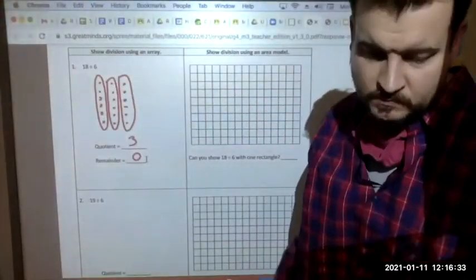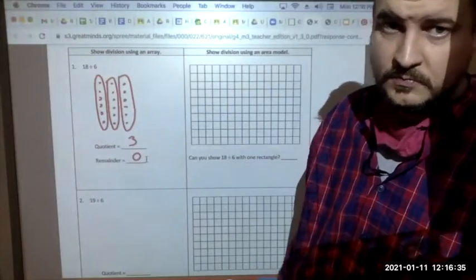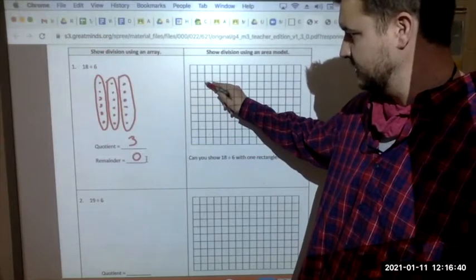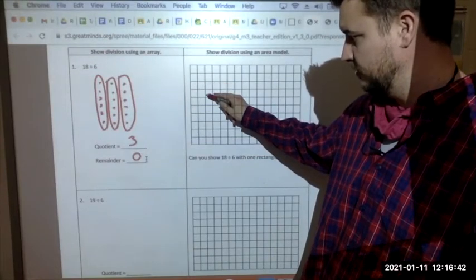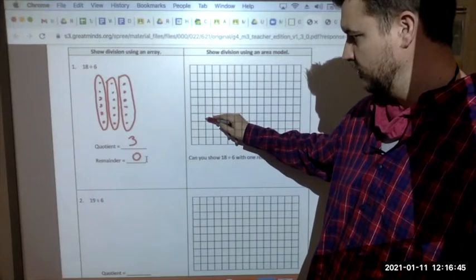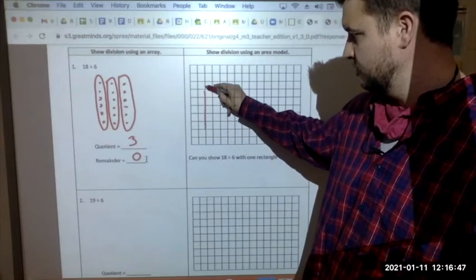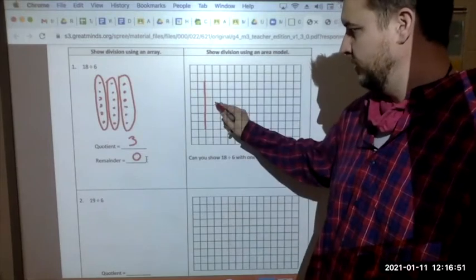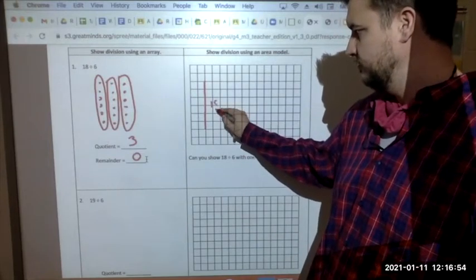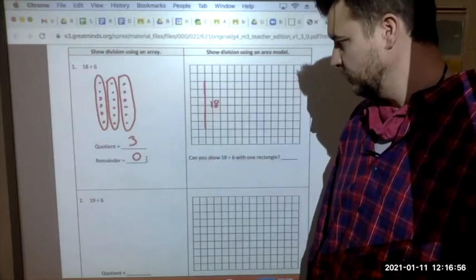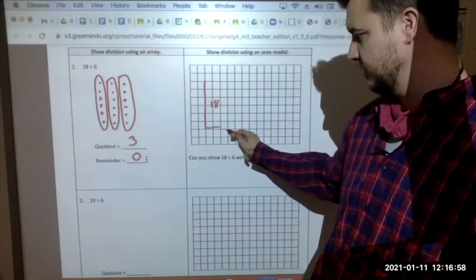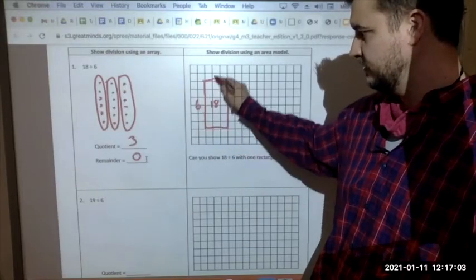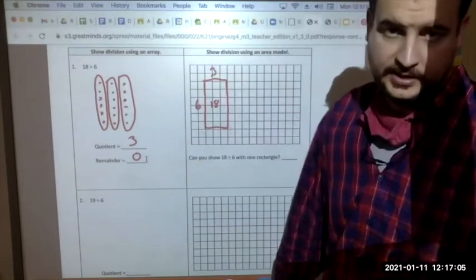All right, so now let's talk about how I model that. I'm going to make a rectangle with 6 units. 1, 2, 3, 4, 5, 6. 3 by 3. I know that I have 18 units total. When I share those groups of 6, I make 3 equal sides. So my rectangle is a 6 by 3 rectangle.